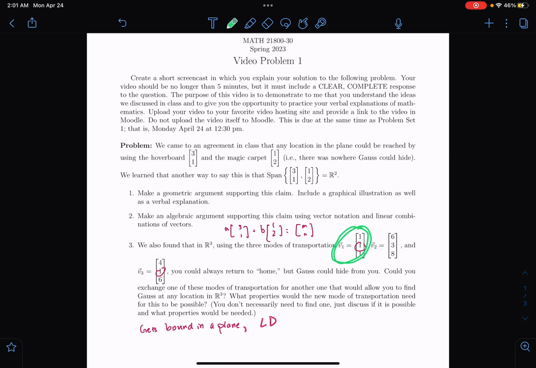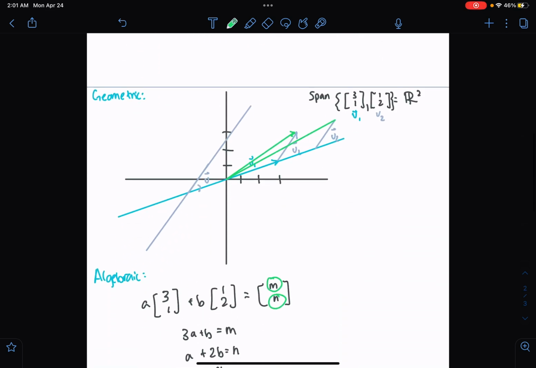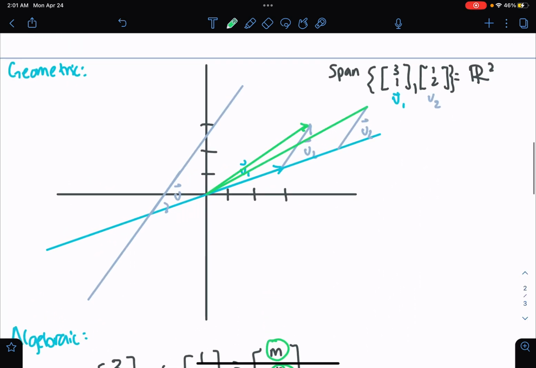So the first question was asking for a geometric argument about why the span of the vectors (3, 1) and (1, 2) is all of R2. So I'm going to go ahead and use this graph down here to explain that.